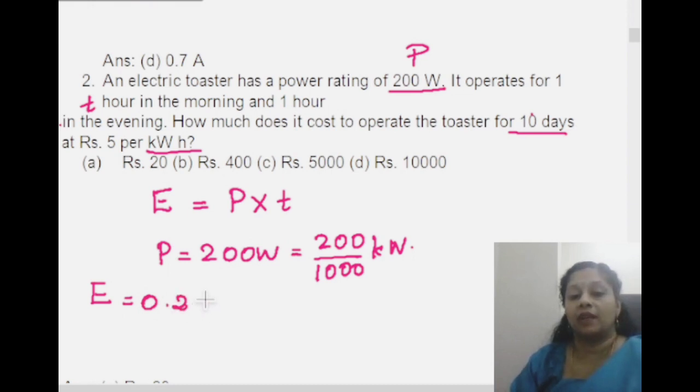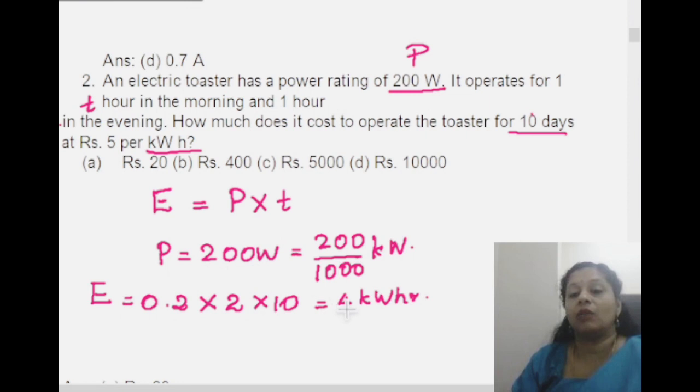0.2 kilowatt of power is used for 2 hours. Time is taken in hour itself because we are using kilowatt hour. And how many days? 10 days. So this will give us total energy, that is 0.2 into 2 into 10, which is 4 kilowatt hour.